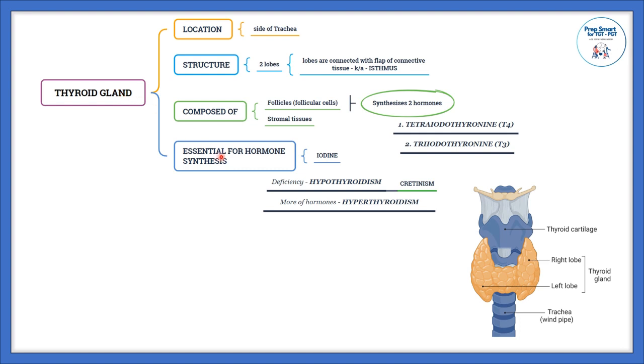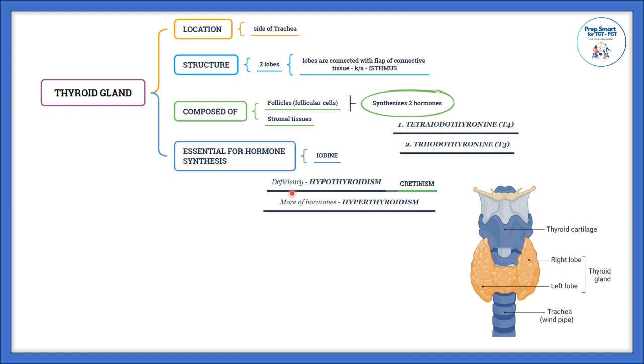The thyroid gland is composed of 2 types of cells, follicles or follicular cells, and stromal tissue or cells. The follicular cells synthesize 2 hormones, that is tetraiodothyronine, that is T4, and triiodothyronine, that is T3. These are the 2 hormones secreted by the thyroid gland, basically by follicular cells. The essential thing needed for the synthesis of these hormones is iodine.